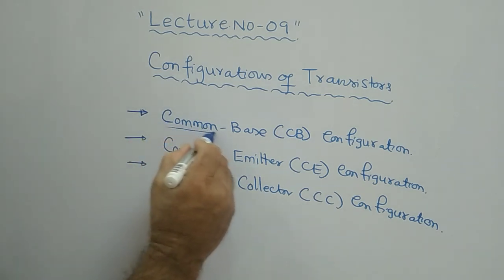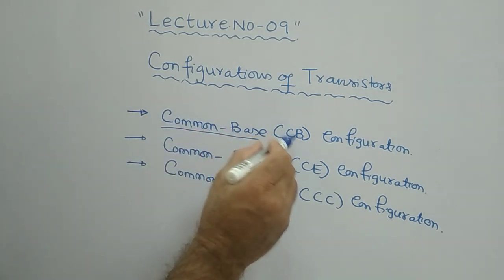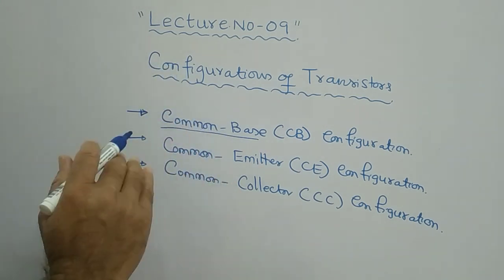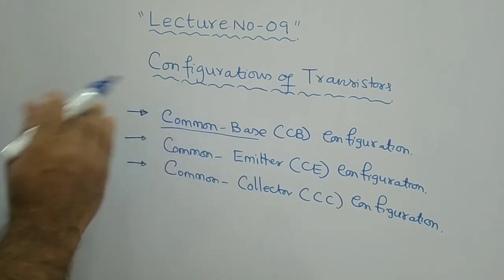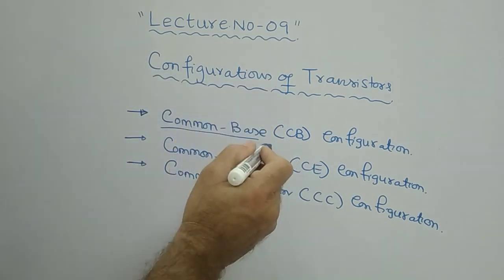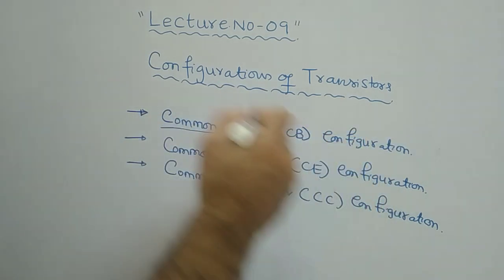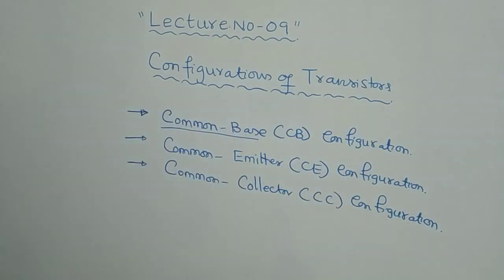What do you mean by common base? Common base is nothing but the base terminal is kept common with respect to the remaining two terminals, the emitter and the collector. Therefore, the base terminal B is used as a common or reference with respect to the emitter and the collector. That is the meaning of common base.